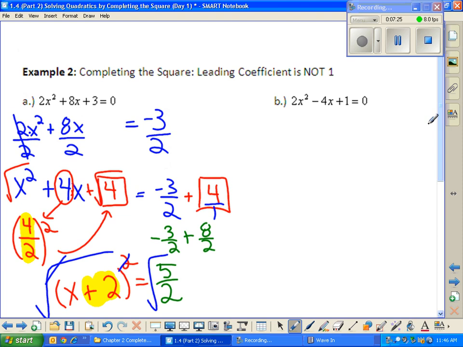Part B, 2x squared minus 4x plus 1. Oh, we do quite a bit of this. What we're going to go ahead and do right now, you have 2x squared minus 4x plus 1. What we're going to go ahead and do is step 1, move the constant to the right-hand side.